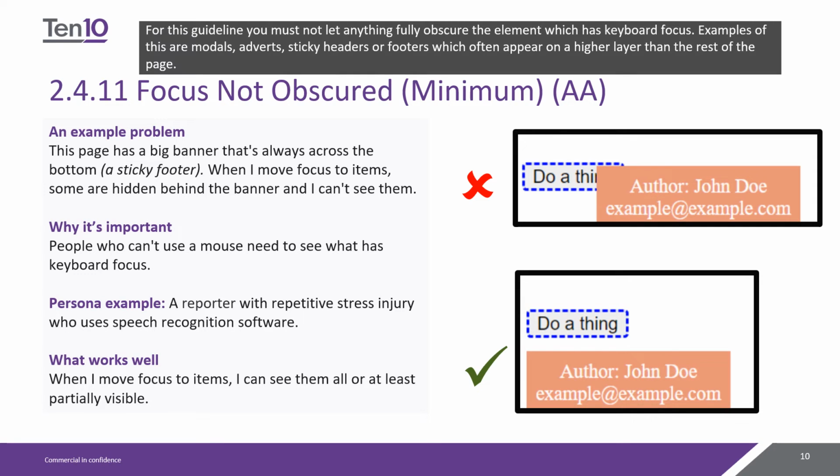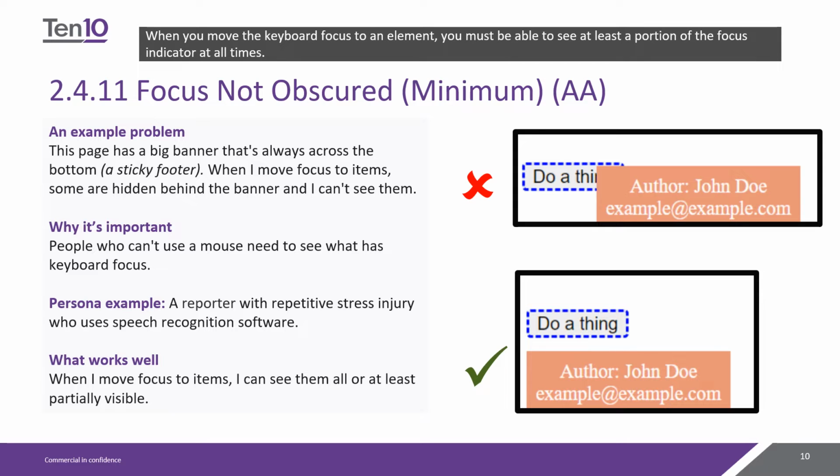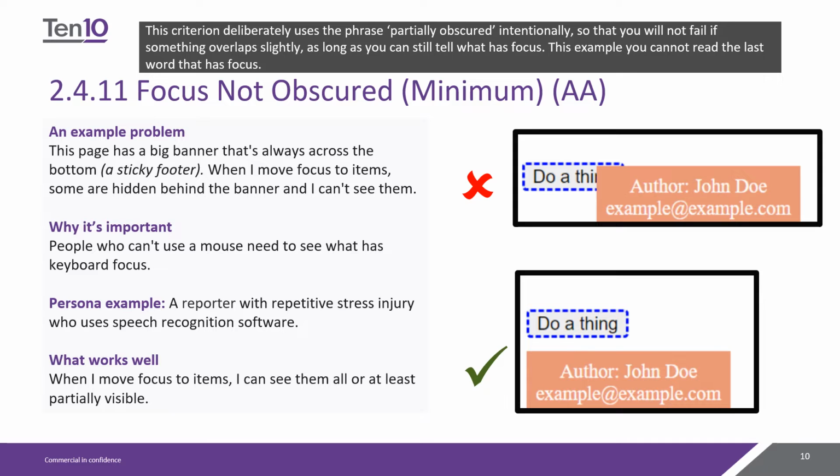For this guideline, you must not let anything fully obscure the element which has keyboard focus. Examples of this are modals, adverts, sticky headers or footers, which often appear on a higher layer than the rest of the page. When you move the keyboard focus to an element, you must be able to see at least a portion of the focus indicator at all times. This criterion deliberately uses the phrase partially obscured intentionally so that you will not fail if something overlaps slightly, as long as you can still tell what has focus.